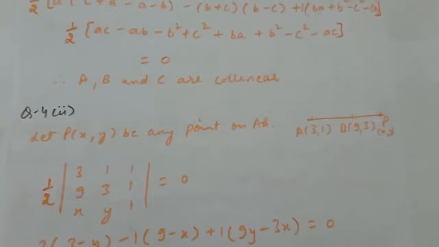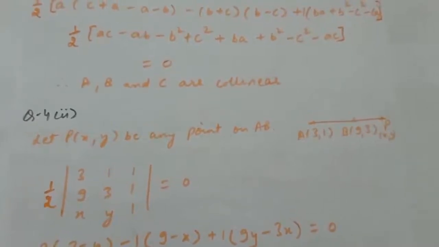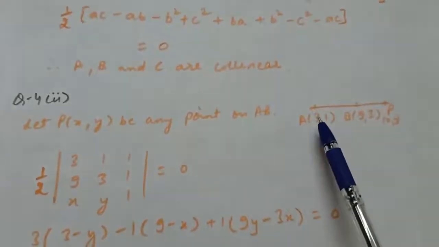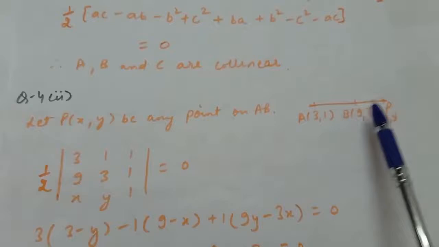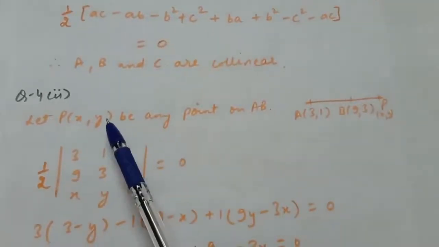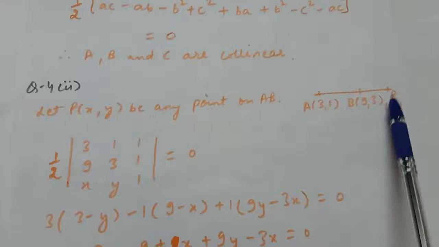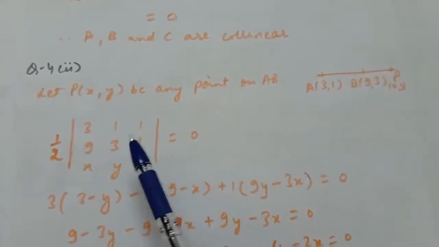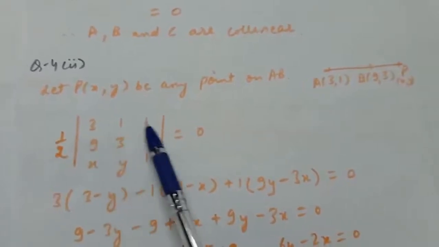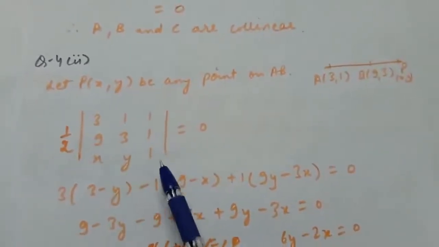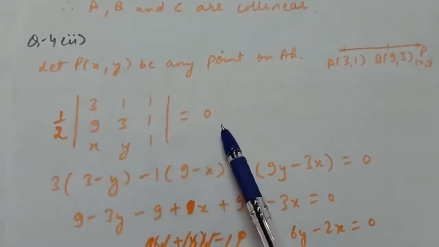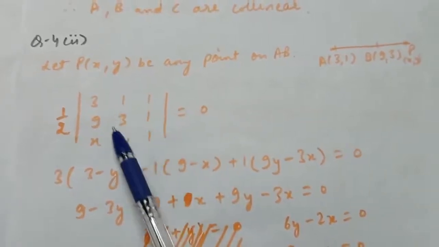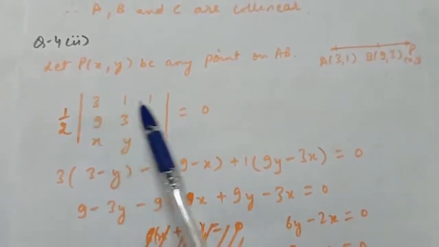Now question 4, second part is find equation of the line joining the points 3, 1 and 9, 3 using determinants. So let us assume on this line AB there exists a point P, say x, y, right? Now if these 3 points are on the same line, then area of the triangle ABP will be 0. So half into this determinant 3, 1, 1, 9, 3, 1, x, y, 1 is equal to 0, right? Now solve this. Take half this side, so it will become 0 only. Solve this determinant, expand it along the first row.